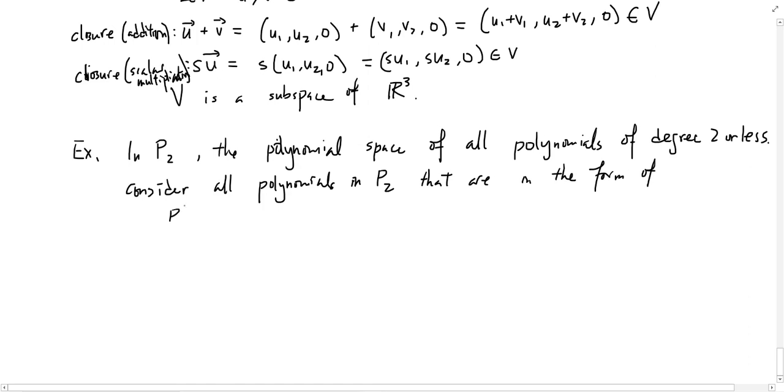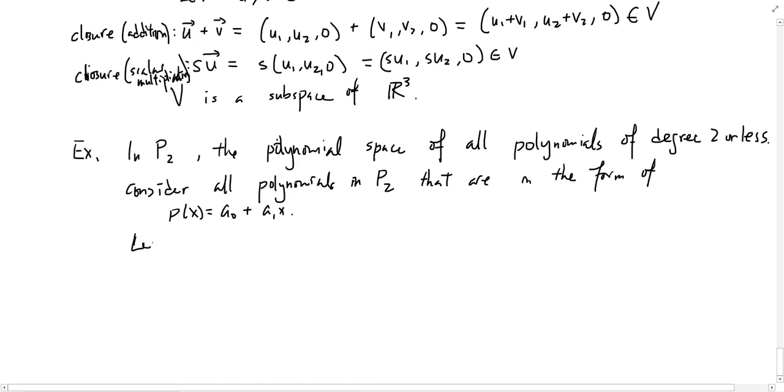P of x equal to a sub 0 plus a1x. So essentially, I'm asking you to consider all the polynomials of degree 2 or less, meaning all the polynomials that are quadratic or less. And I'm looking for a subset that are linear within that quadratic vector space. So this P sub 2 can be thought of as the quadratic polynomial vector space, and now I'm looking for the subset within it that are linear polynomials. And I want to ask you to show that it is a subspace.